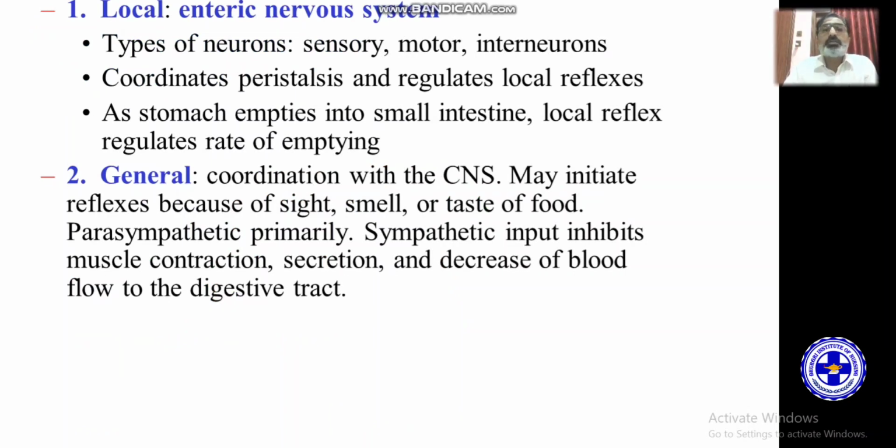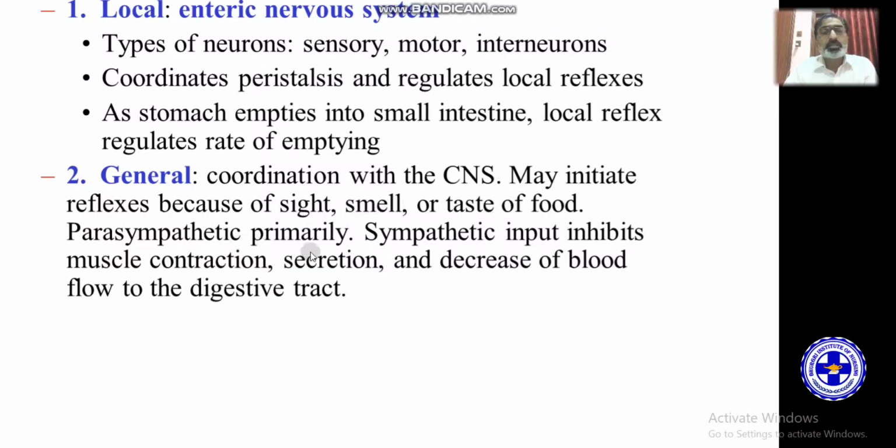Now, nerve regulation of the GIT. The local enteric nervous system contains neurons of three types, sensory, motor and interneurons, and coordinates peristalsis and regulates local reflexes. As the stomach empties into the small intestine, local reflexes regulate the rate of emptying. And there is general coordination with the CNS. Yes, of course, the GIT is also coordinated with and controlled by the central nervous system. It may initiate reflexes because of the sight, smell, or taste of food.